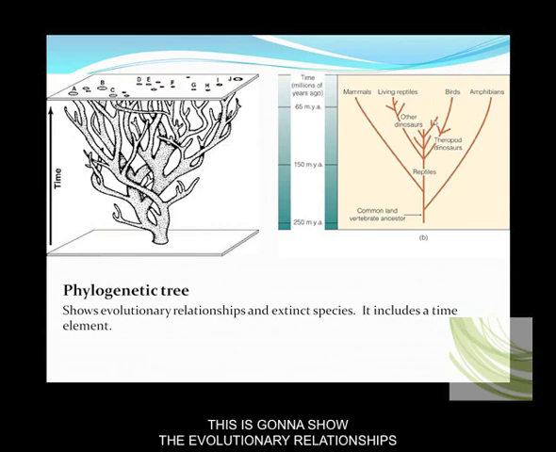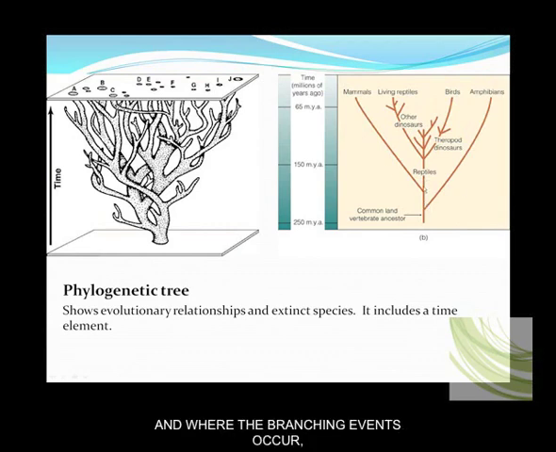This is going to show the evolutionary relationships and all the extinct species with a time element. So here we have the same basic animals on the right over here, but what you'll see is, based on where the labels are and where the branching events occur, approximately when they evolved, and you can see all these little branches that don't reach the top, indicating that they are extinct groups of animals.